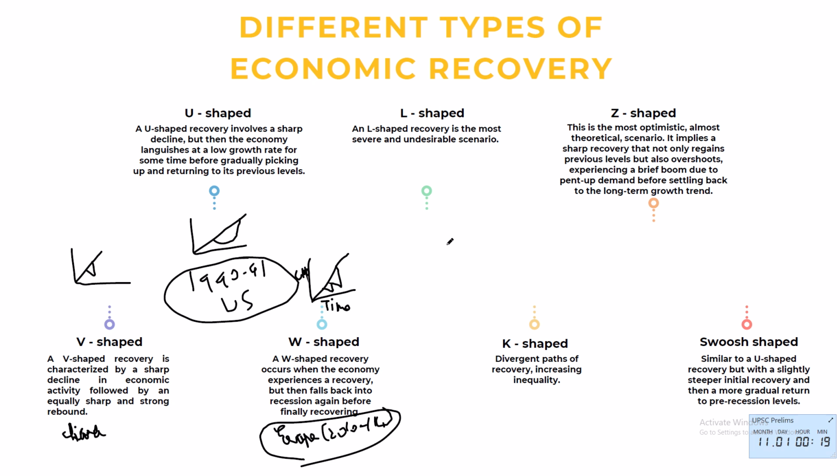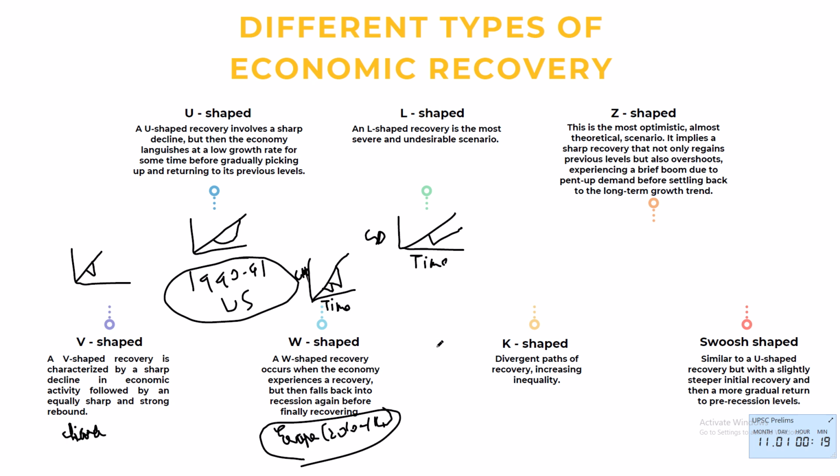Next one is L-shaped economic recovery. See, this is a very, very bad recovery, to be honest. Like time is here and GDP is here. See, it doesn't recover at all. The economy never recovers from this part. So it signifies permanent loss of economic capacity.